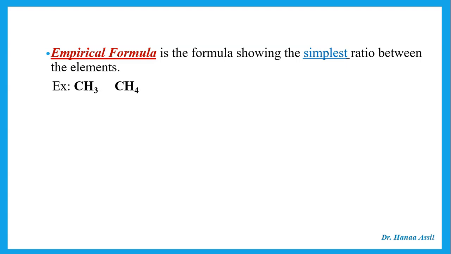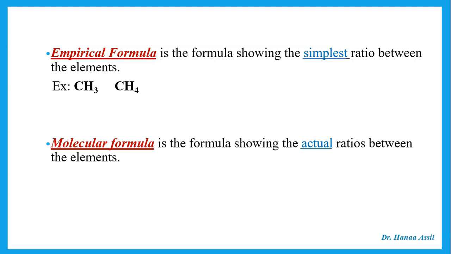And then you should know that the empirical formula is the formula showing the simplest ratio between the elements. So I can say the ratio is 1 to 3, so the empirical formula is CH3, or 1 to 4, so CH4, but the molecular formula is the formula showing the actual ratios between the elements.